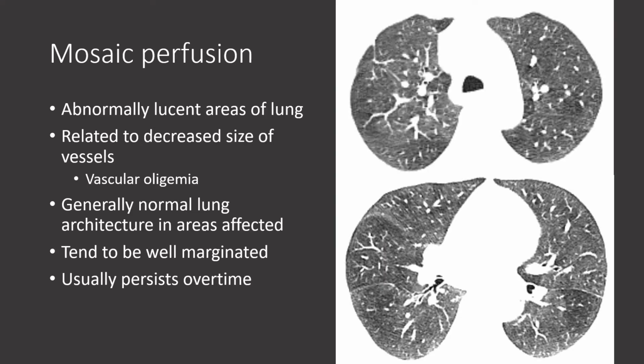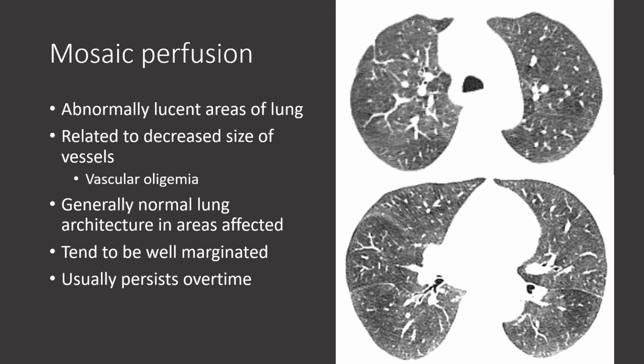Mosaic attenuation in general terms means subtle areas of both lucent and dense lung. Technically, mosaic attenuation does not imply which portions of the lung is abnormal. That is, is the dense lung abnormal, representing ground glass opacity, or is it the lucent lung, which appears lucent because the vessels are too small in size? They are oligemic. When the vessels are too small in size, we call this mosaic perfusion.